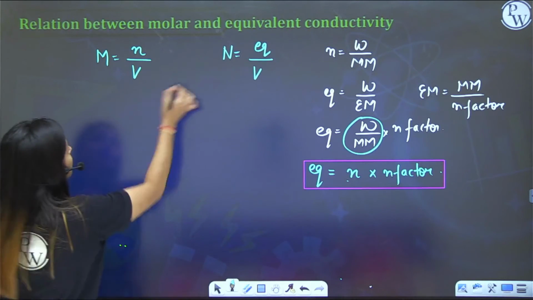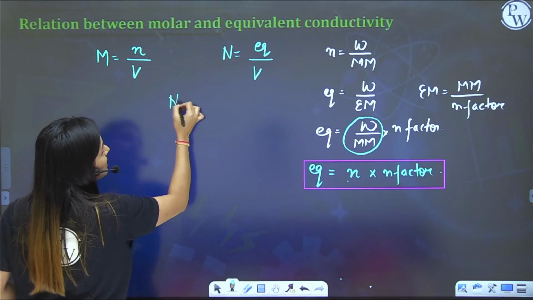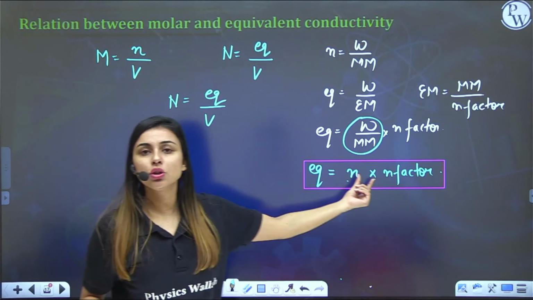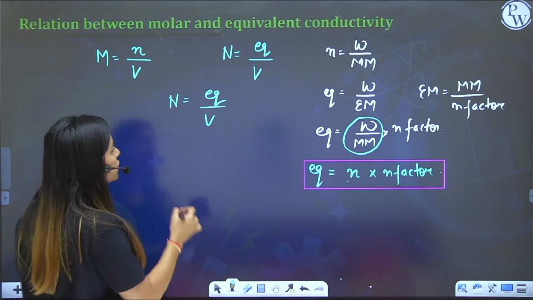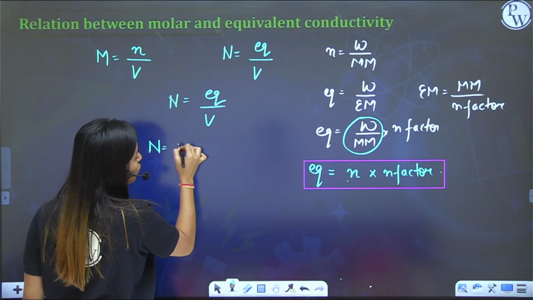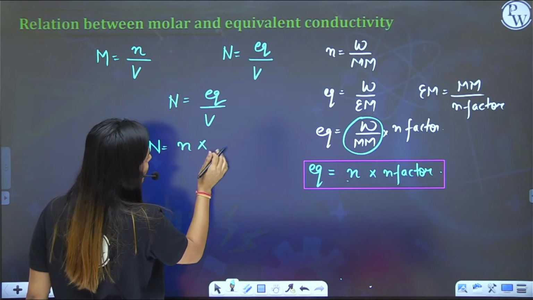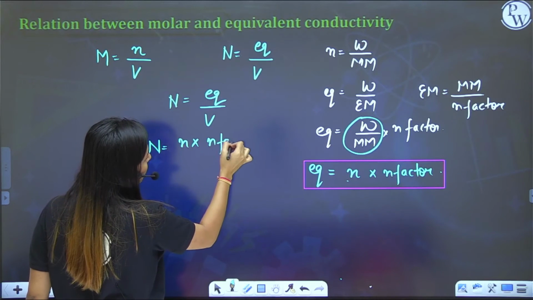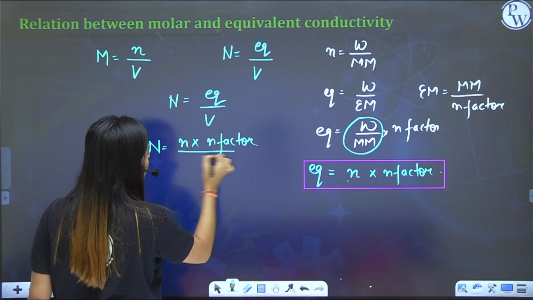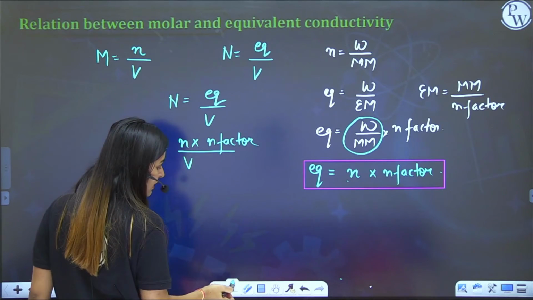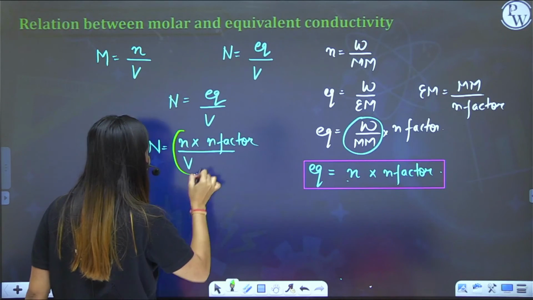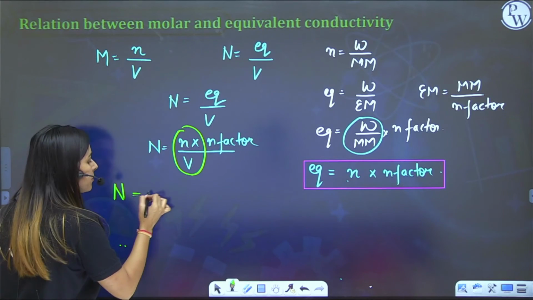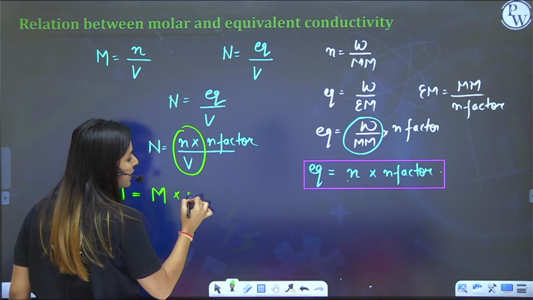Now my dear students, you know that normality is equal to equivalence upon volume in liters. Equivalence is equal to moles into n factor. So normality is equal to moles into n factor upon the volume. Now, can you see this expression? What is this equal to? Molarity. So you found out the relationship: normality is equal to molarity into n factor.